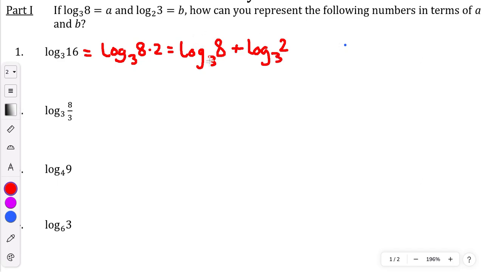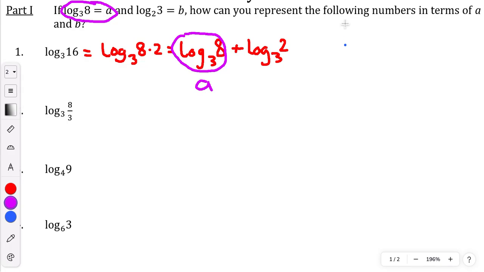Okay. Well, log of 8 base 3 is just a. In fact, let me color code this a little bit better. This right here is the same thing as this right here, so we could just say this is a. What about this other one, though? Because it looks like b, but the base and the argument are opposite. Is there some way we can deal with that? Is there some way we can flip them or something? Yep. Yes, there is.